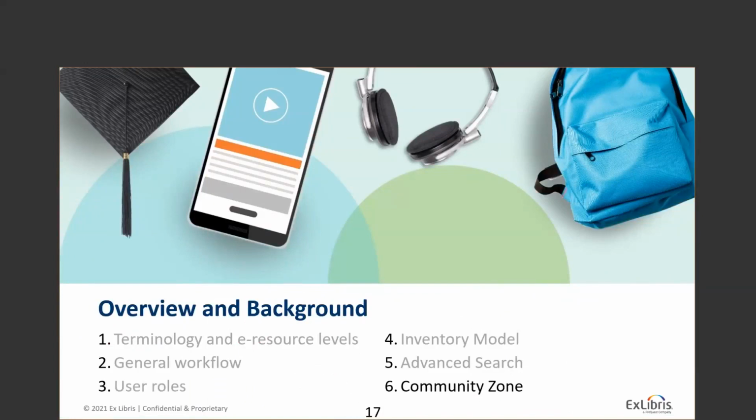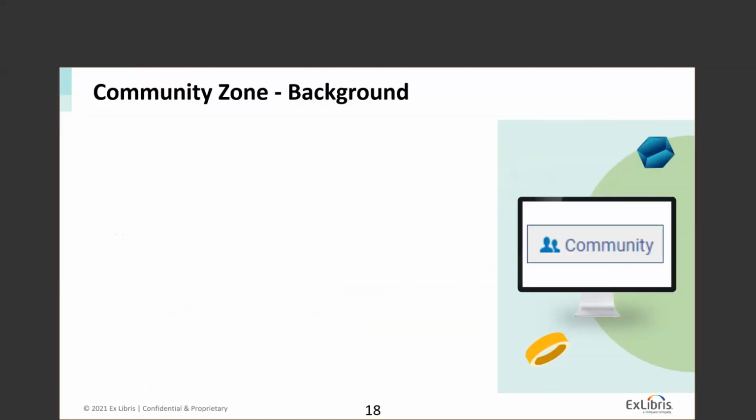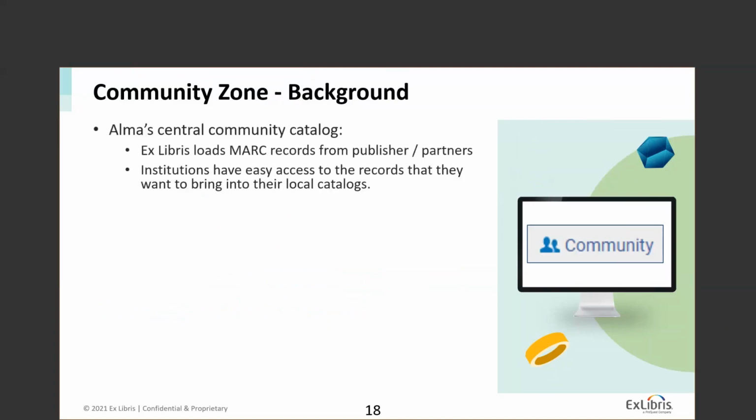I'm going to talk about the community zone. For those of you who haven't used the community zone, it can be confusing what that means, and so I should address that now. The community zone in ALMA is the central community catalog. It's a single repository of MARC records, bibliographic data that comes from the publishers and partners that work with Ex Libris.